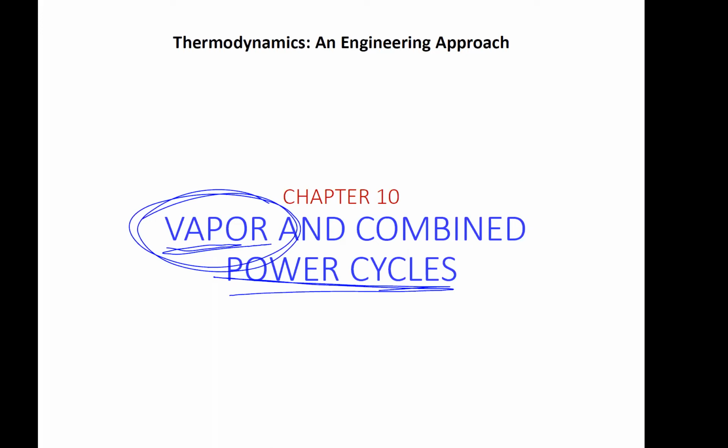Chapter 9 dealt with all the gas cycles where we got to assume ideal gas. In Chapter 10, we do not get to assume ideal gas, because we're changing phase and there's a lot of energy in latent heat.